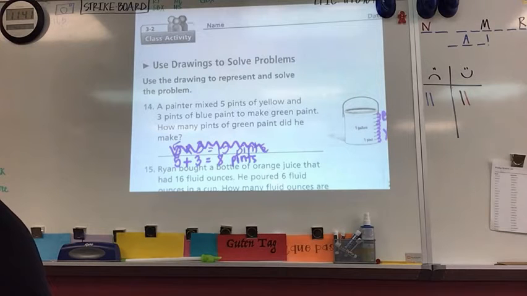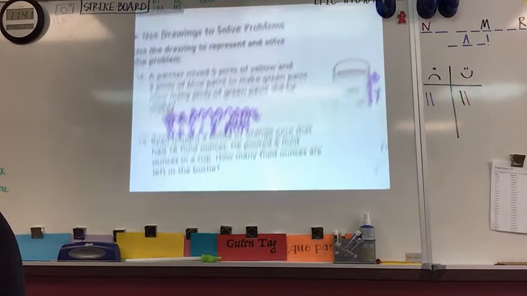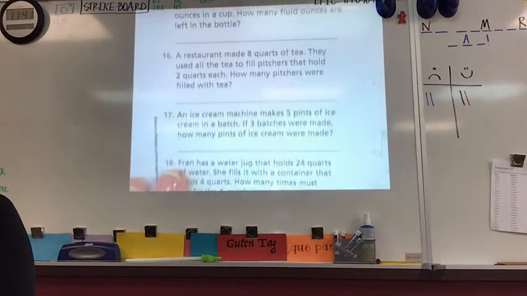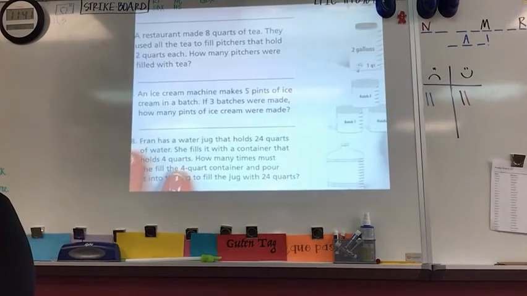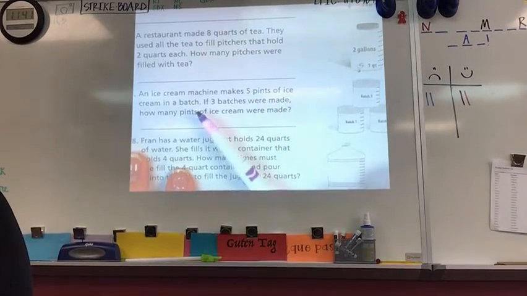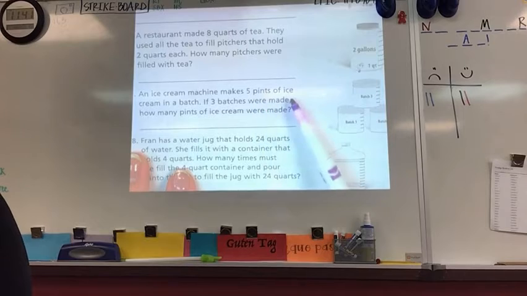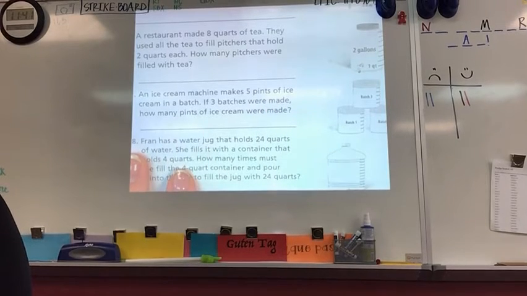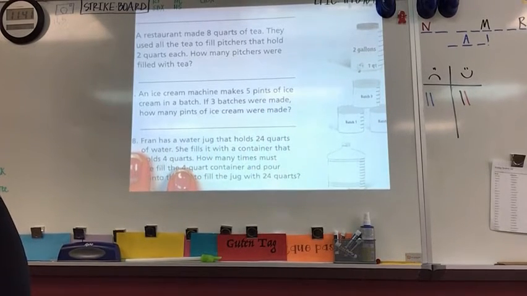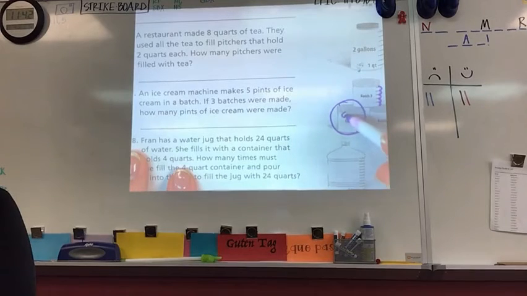Are you ready? Yes, we are. I want to read about ice cream. An ice cream machine makes 5 pints of ice cream in a batch. If 3 batches were made, how many pints of ice cream were made? I see in my picture that 1, 2, 3, 4, 5. That's one batch. There's one batch of 5. Batch 2 has 5, and batch 3 has 5.